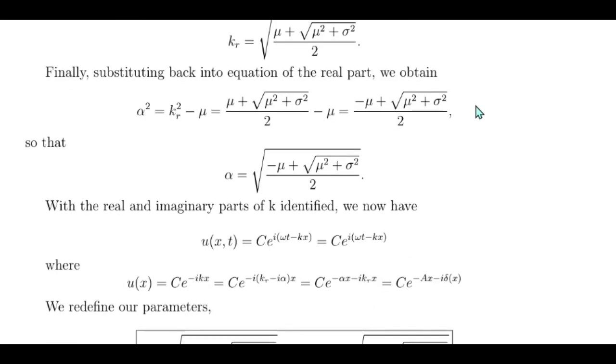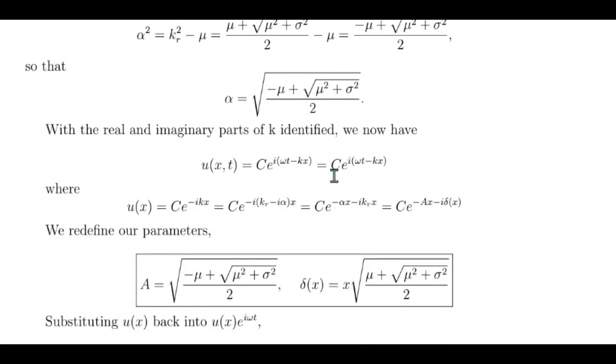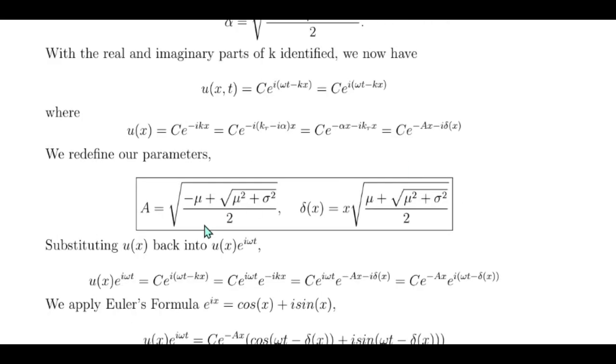After this, we find that when putting it back into the u of x,t term, the real portion of the k constant is equal to the function delta for phase shift, and alpha is equal to our amplitude attenuation. Because of that, we redefine our parameters such that attenuation is equal to alpha, and delta is equal to the product of x and our previous k_r term.